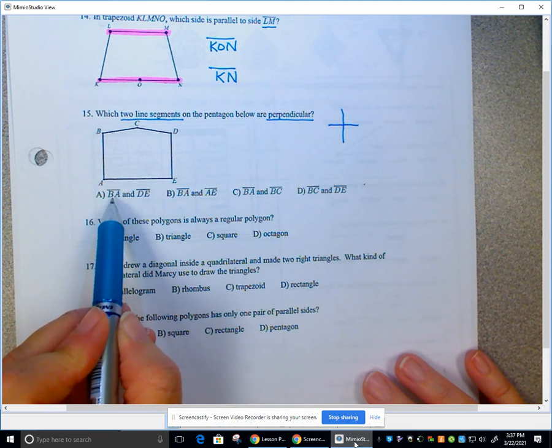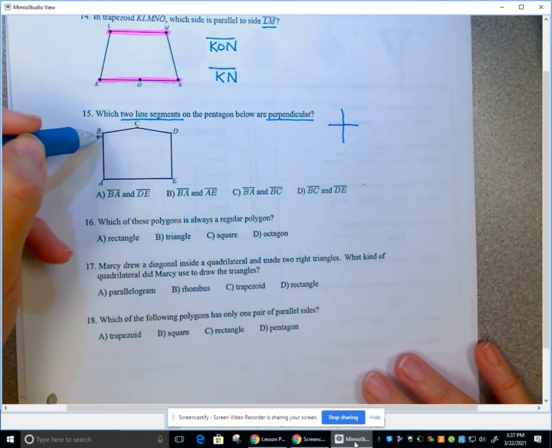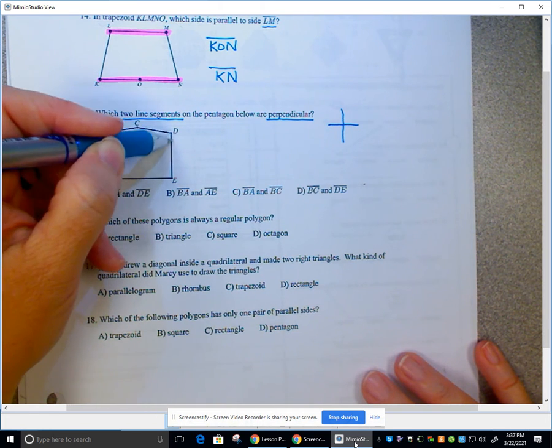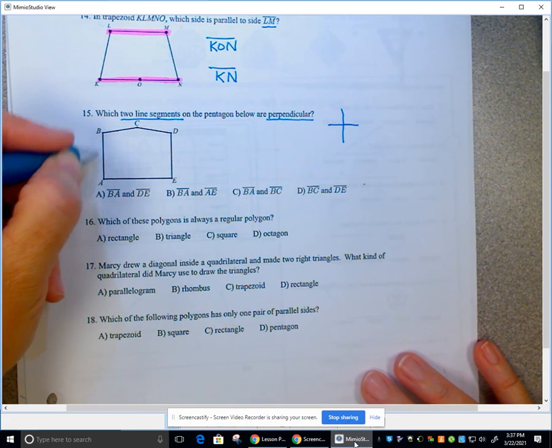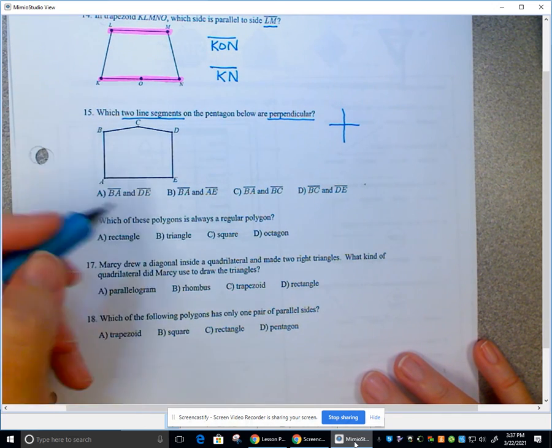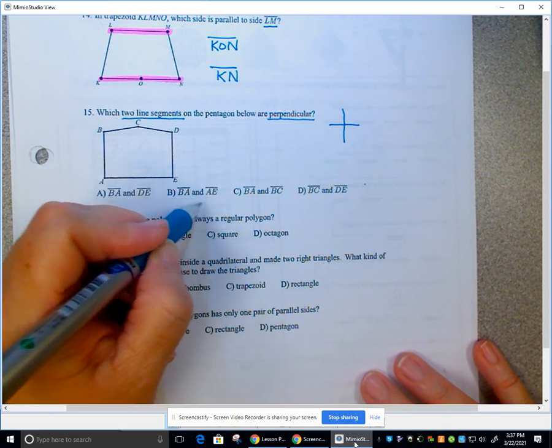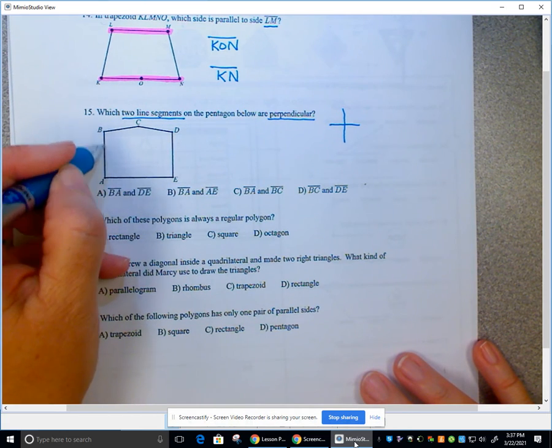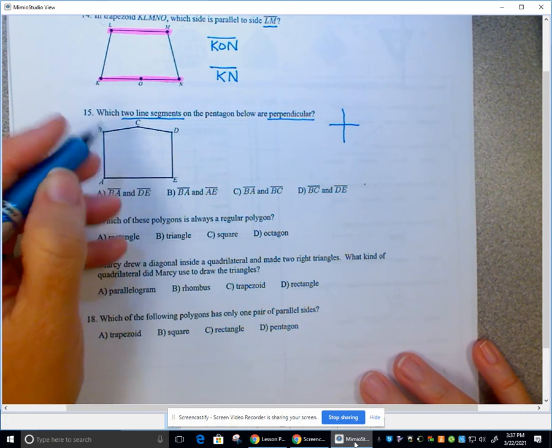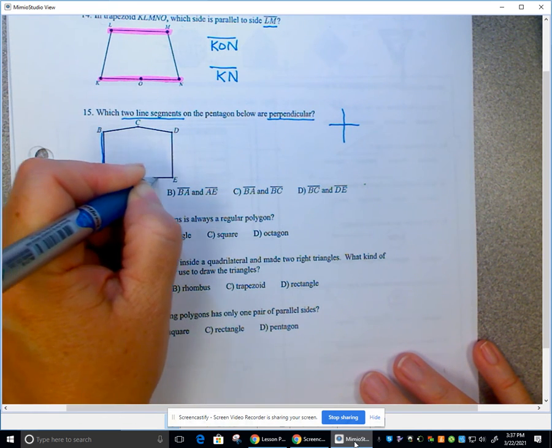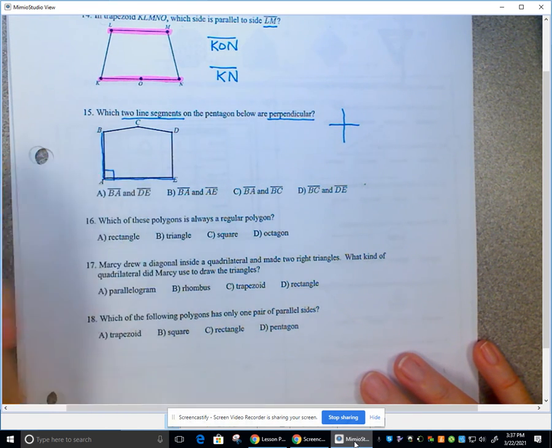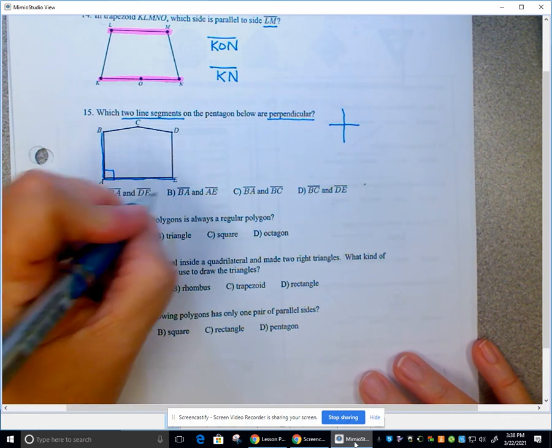Let's look at line BA and line DE. Here's BA, here's DE. They don't even meet. They would be parallel, wouldn't they? This says line BA and line AE. There's BA and there's AE. That very well could be it, because where they meet does form a right angle. But let's not get cocky.